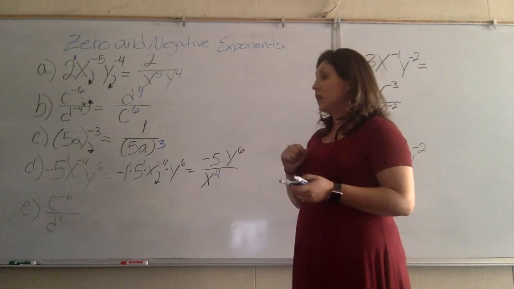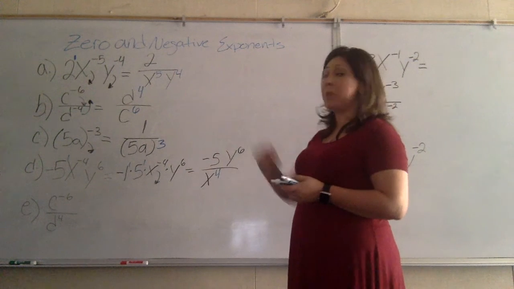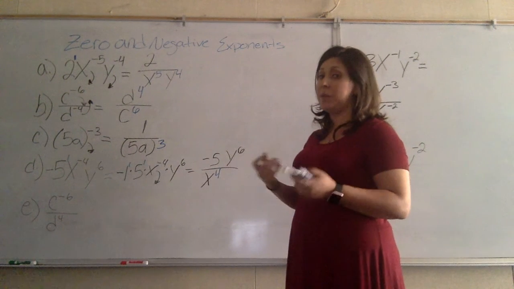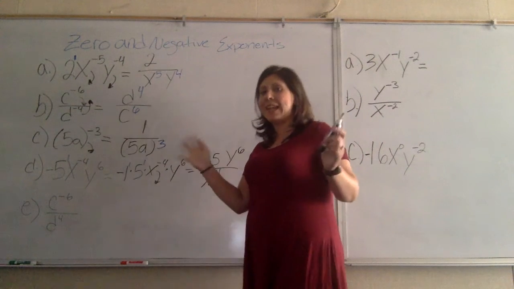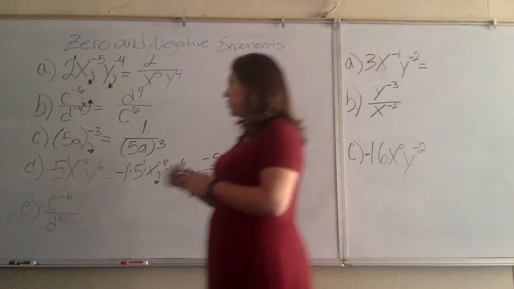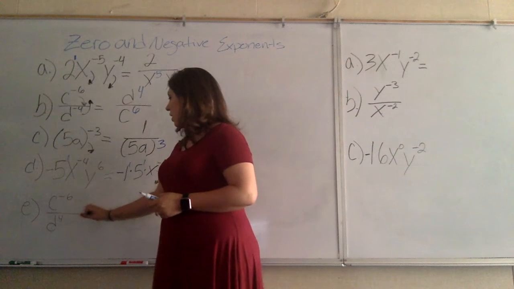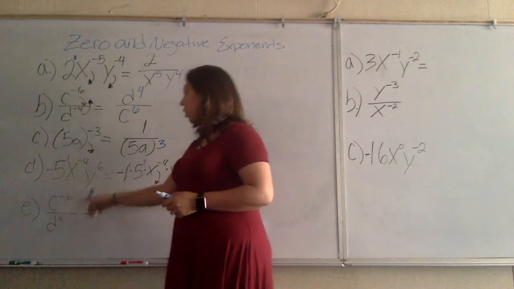Looking at E. E and B are very similar. That means that something has changed. So it's not going to give you the same answer. Did it accidentally just give you guys the same question? So I look at both of the exponents.